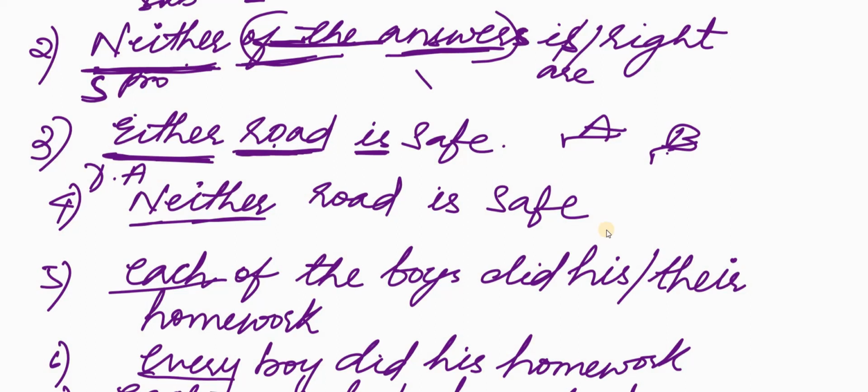In the fourth example, neither road is safe. Neither means A is not safe, B is also not safe. Hence, neither is describing the two roads individually. So you have to use the singular verb is. Neither road is safe, and neither here is also a distributive adjective.